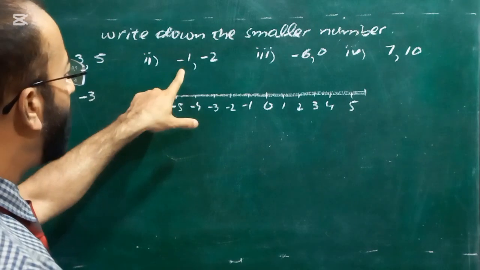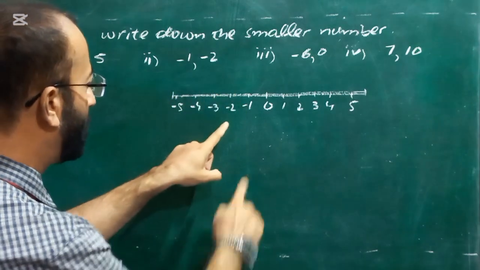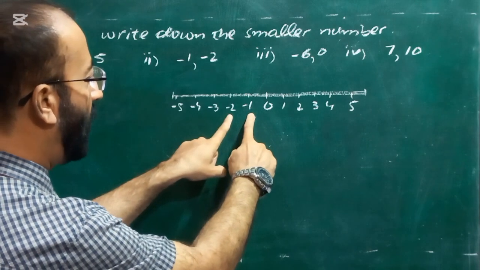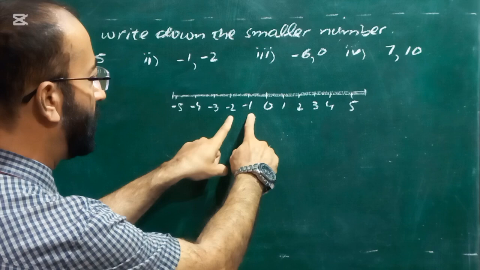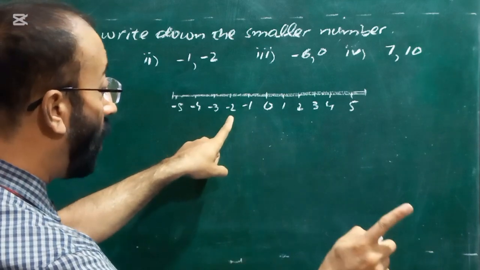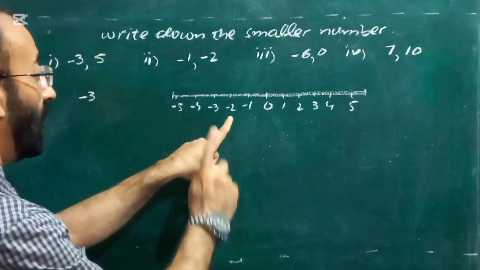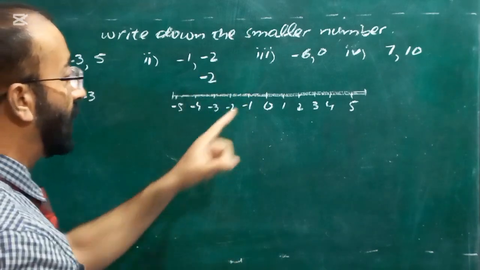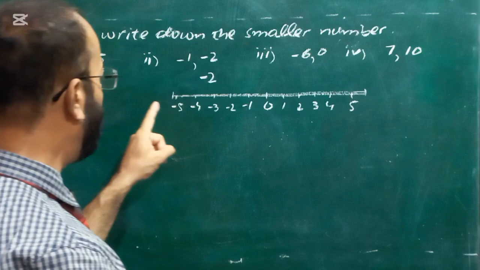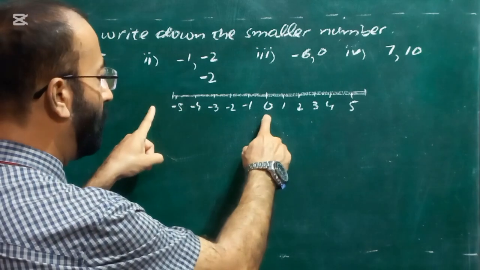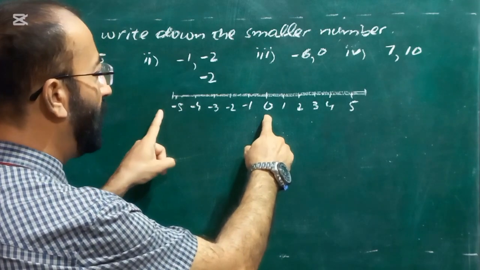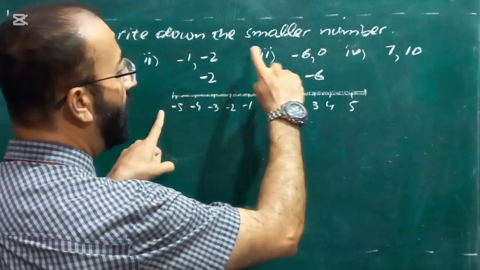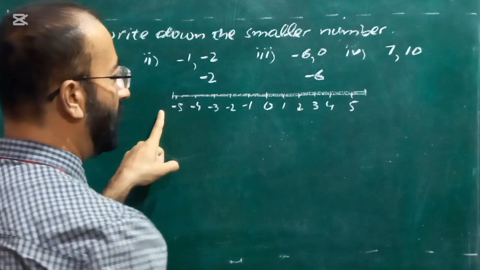In this case, -1 and -2. So here is -1, here is -2. So -2 is on the left and -1 is on the right. So left number is smaller and right number is always greater. So -2 is the smaller number in this case. In this case, -6 and 0. So definitely -6 will be here and 0 is here. So -6 will be smaller and 0 will be greater, because we require a smaller number. So -6 is the answer.